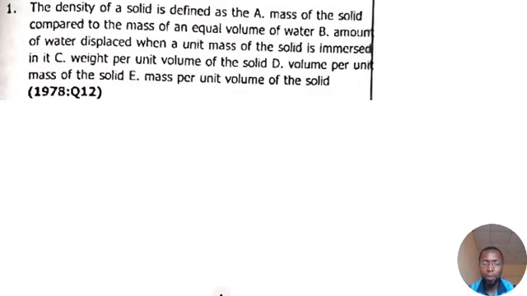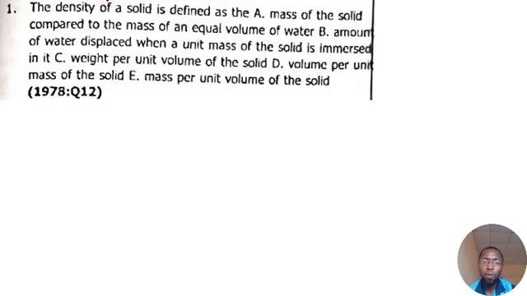All right. Now let us see one or two questions on all of these concepts that we have talked about. Question 1 says: the density of a solid is defined as the A, mass of the solid compared to the mass of an equal volume of water. That's not true. This is defining relative density. It's the relative density that gave us that definition.